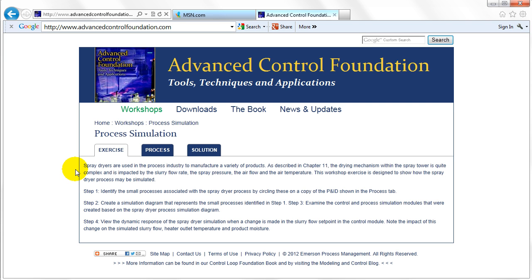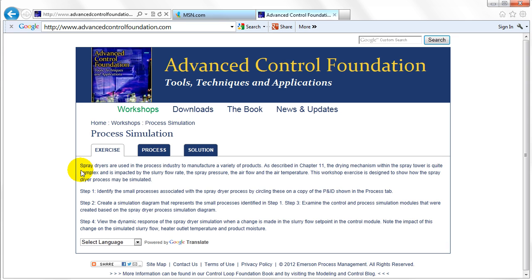Welcome to this workshop on process simulation. In this workshop, we'll demonstrate how a dynamic process simulation can be created using the tools that are commonly available in your DCS system. The example we'll use in creating this simulation is a spray dryer that is used in many different applications.